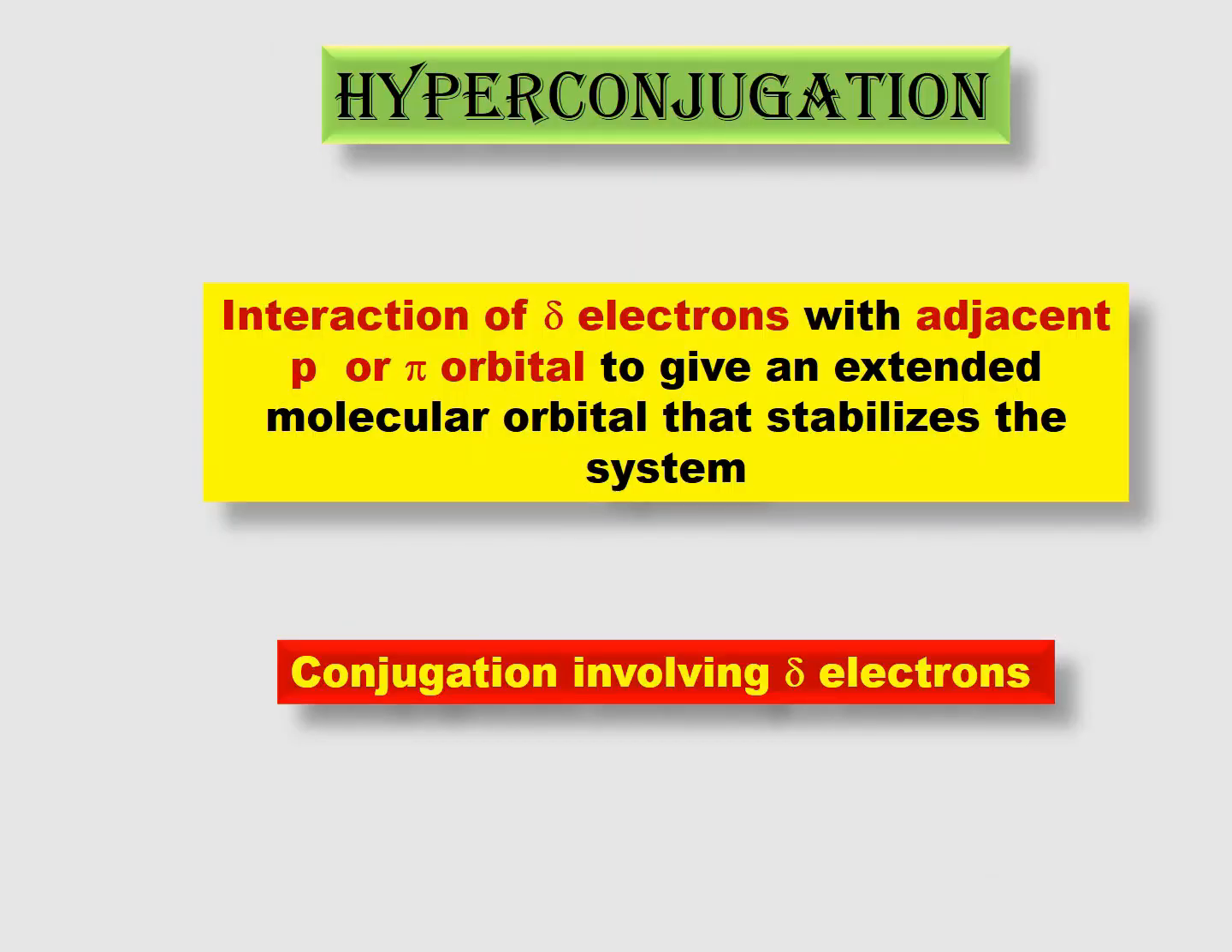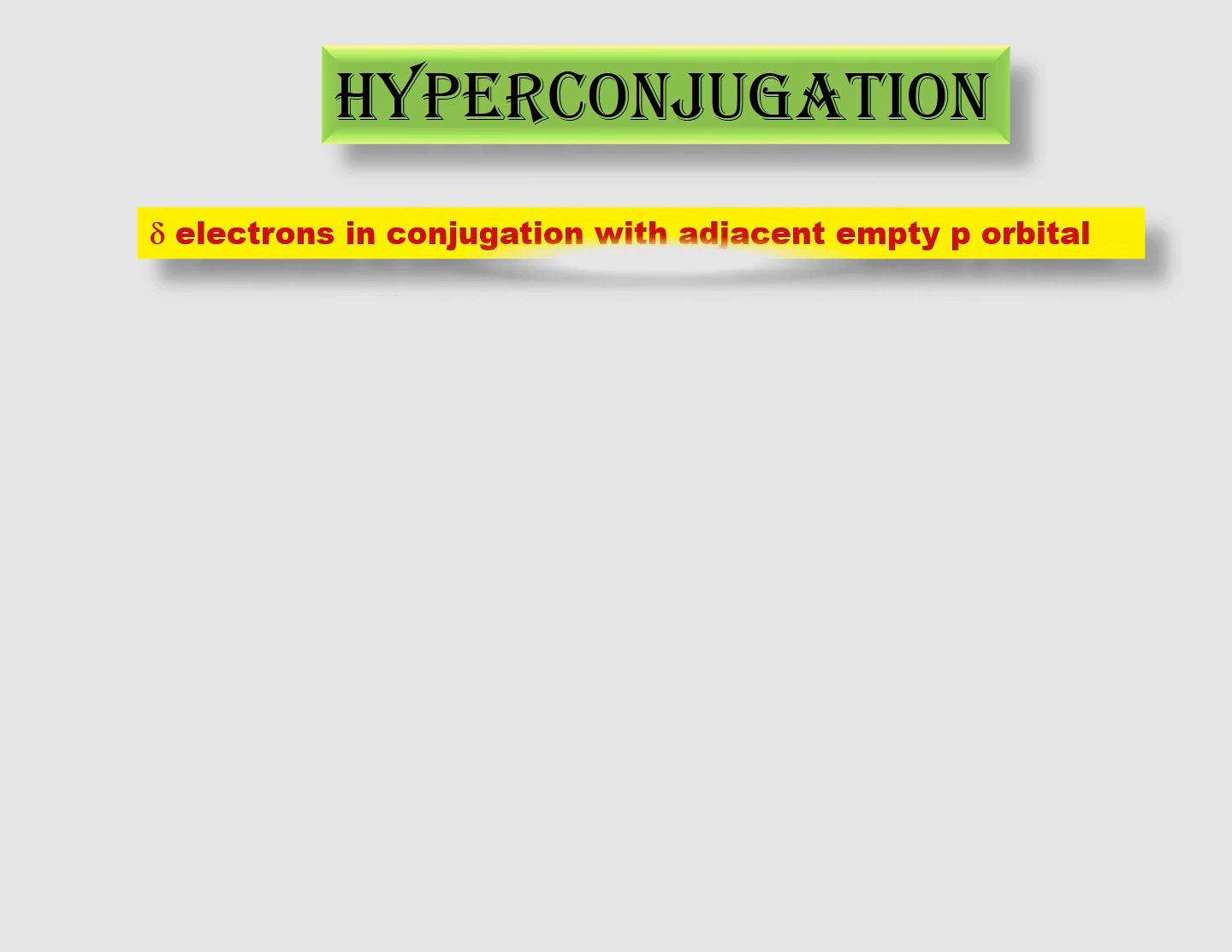So hyperconjugation basically is the interaction of sigma electrons with an adjacent p orbital or an adjacent pi orbital. And that leads to the formation of an extended molecular orbital, leading to the overall stability of the molecule or the system. So hyperconjugation is nothing else than the involvement of sigma electrons in conjugation. We'll discuss each with certain examples. So let's see how sigma electrons could be involved in conjugation with an adjacent empty p orbital.